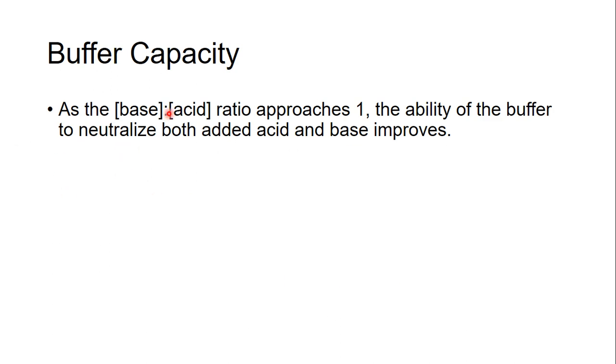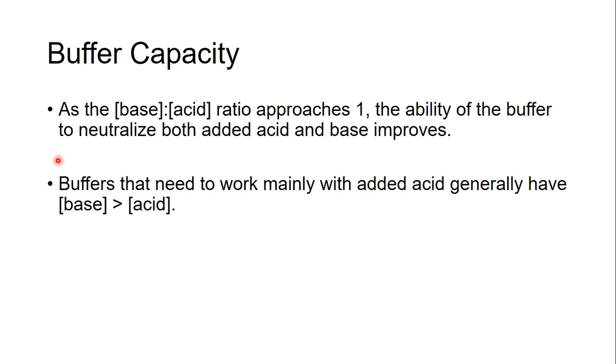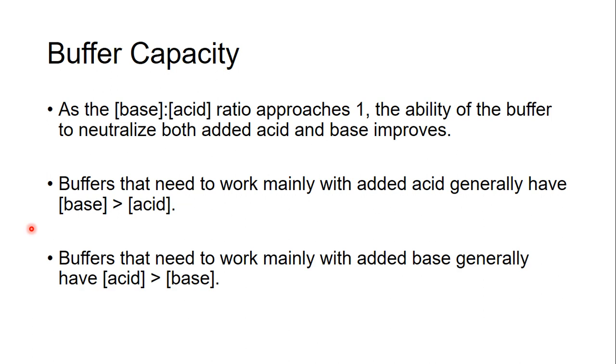Now, buffer capacity. So we said your buffer has the highest capacity when your base to acid ratio is 1 or approaches 1. However, there are situations where you want to mainly be able to neutralize acids. For example, you're going to be adding acid for some reason, so you might actually make your buffer with more base than acid. Or you might be working with bases generally, so you will want to make your buffer with more acid than base. So this 1-to-1 ratio is more of a guideline. It really depends on what situation you find yourself in.